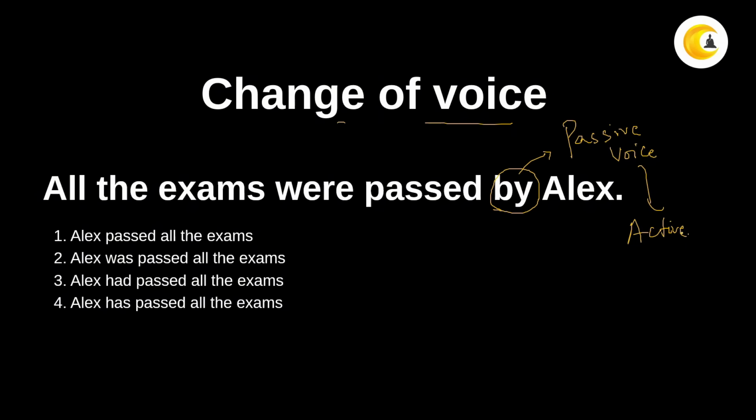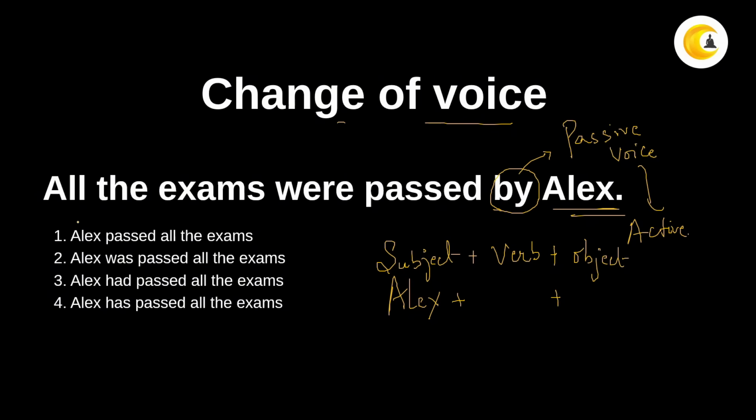So, when it comes to active voice, remember, it starts with the subject plus the verb plus the object. So, what is the subject? Subject is Alex. So, Alex should be at the beginning of the sentence, right? What is the object? We'll not consider verb now. Object is all the exams. Now, if you look into the answer options, all of them start with Alex and end with all the exams, right? Now, what are we concerned with? We are concerned with the verb, right?